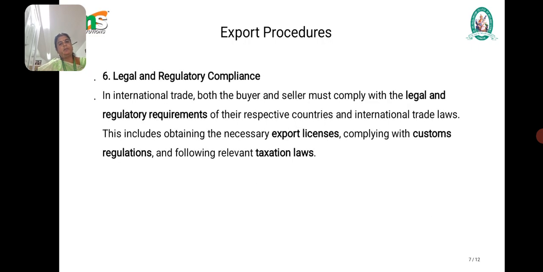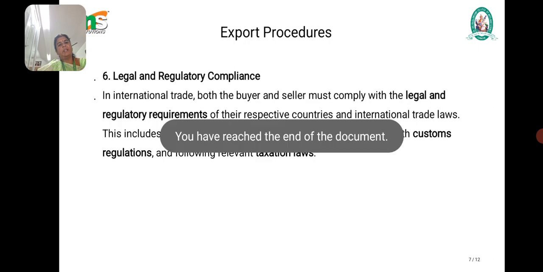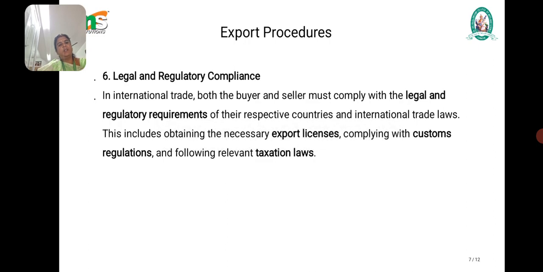Next, legal and regulatory compliances. In international trade, both buyer and seller must comply with the legal and regulatory requirements of their respective countries and international trade laws. This includes obtaining the necessary export licenses, complying with customs regulations, and following relevant tax laws. So this is our procedure.